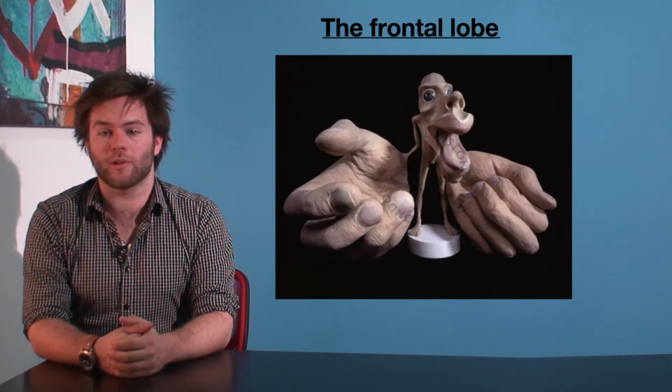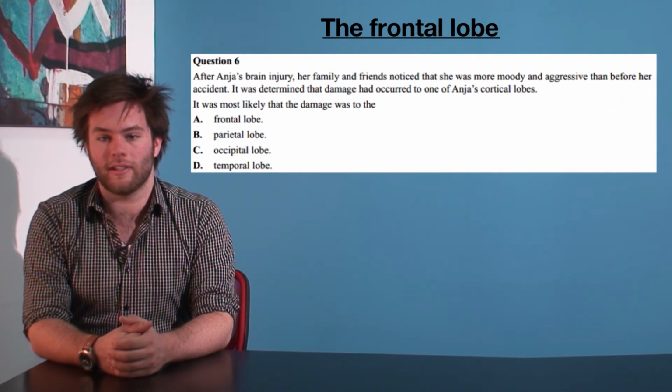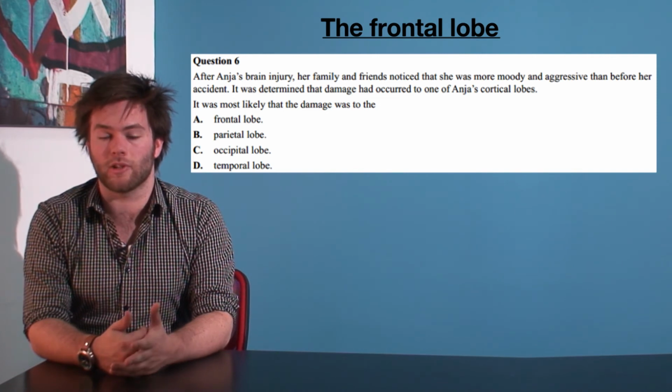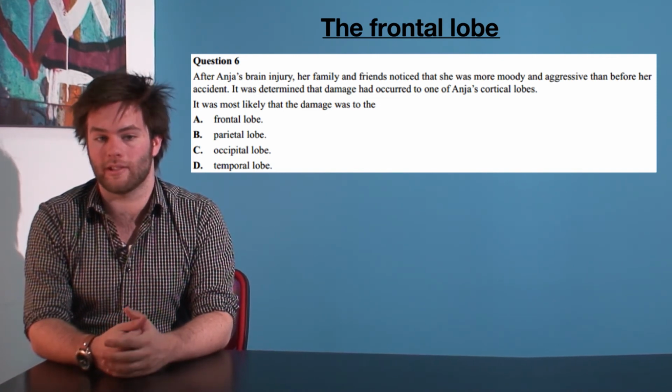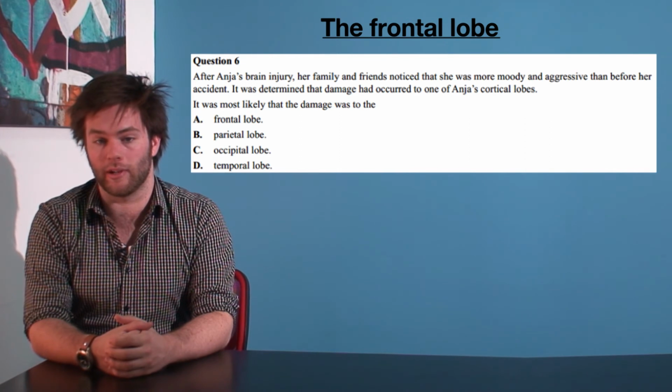The frontal lobe also happens to be the home of Broca's area, but we'll deal with that a little later on. Let's see if we can apply any of this to an exam question. This question from the 2013 VCAR exam asks for the lobe responsible for Anya being more moody and aggressive after her brain injury than before it.